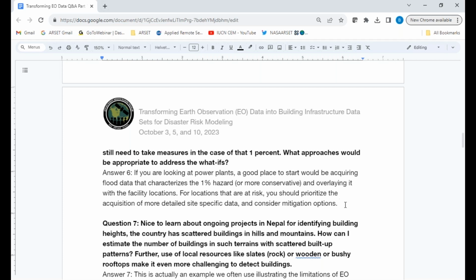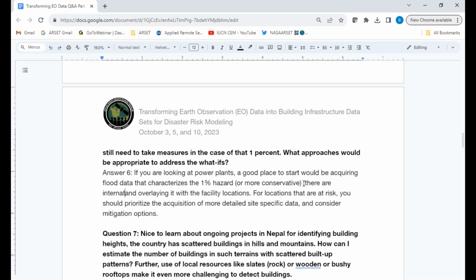Yeah, so if you're looking specifically at the risk to the power plants and energy generation facilities, the first thing to do is to start with the locations of those plants and then overlay your risk data. If you've got flood data, you mentioned 1%, getting a 1% flood hazard data set. There are international data sets that you can start with that are commercial. Fathom, for example, is a good source, JBA. And then overlay with the facility location and then use that to prioritize the acquisition of more high resolution data.